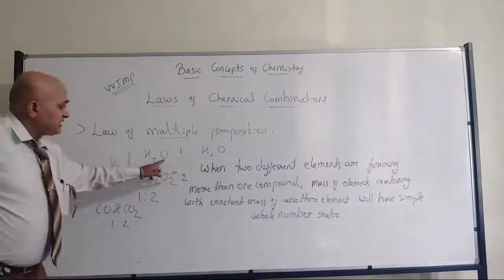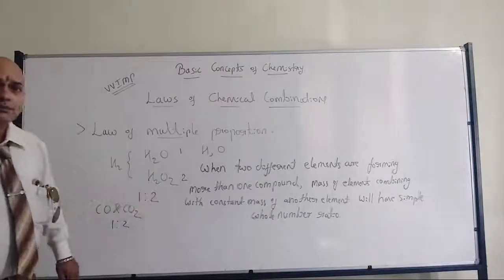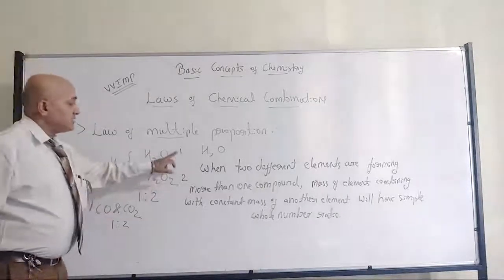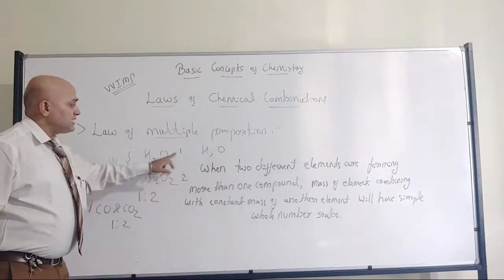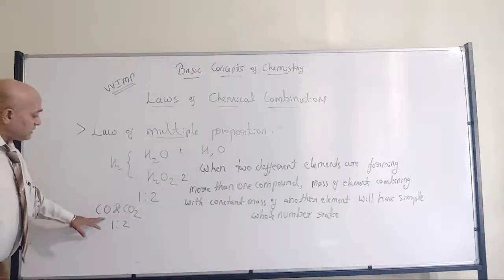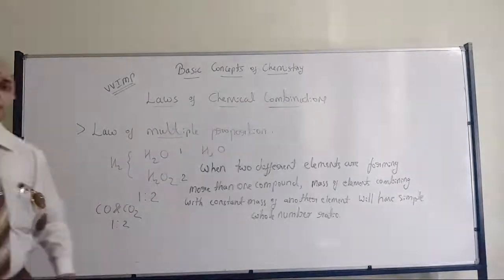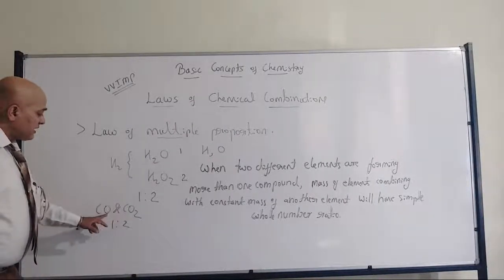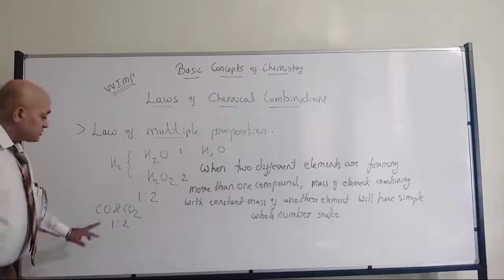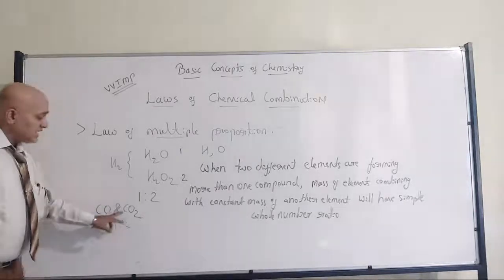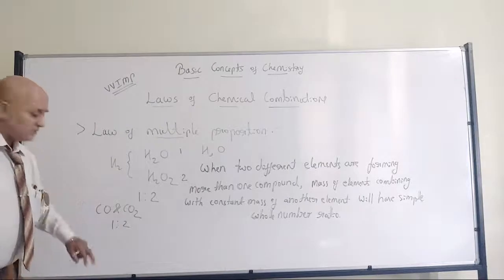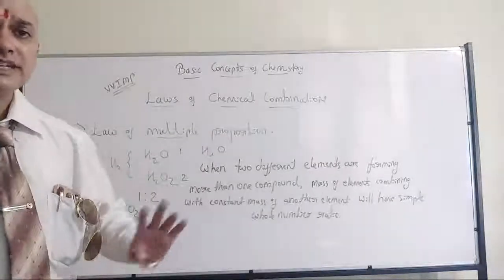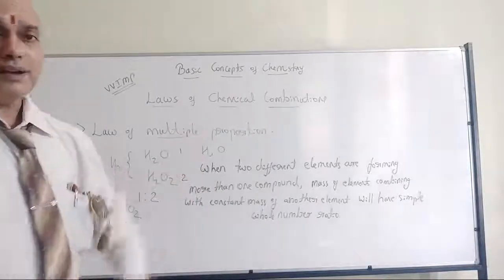So in this case, if I take water and hydrogen peroxide, which is that variable element? Oxygen. So the ratio between these two oxygen is 1:2. In carbon monoxide and carbon dioxide, which is that variable? That is carbon and oxygen, where oxygen is variable. So in carbon monoxide 1 oxygen, in carbon dioxide 2 oxygen. So what is that ratio? 1:2. There is no fraction. That's where it is forming a whole number ratio.